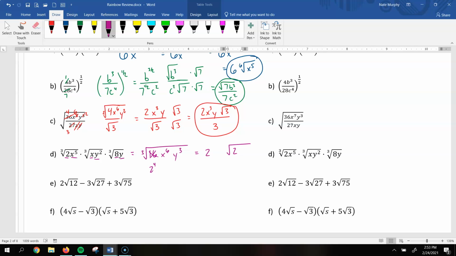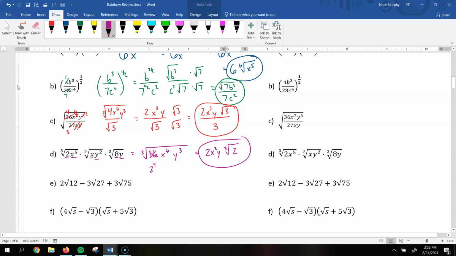And then with the variables, 3 goes into 6 2 times. We'll have x squared. 3 goes into 3 one time. So just have a plain old y. And again, I don't need that big of a square root, so I'm just going to shorten it. So that would be your final answer. 2x squared y times the cubed root of 2.